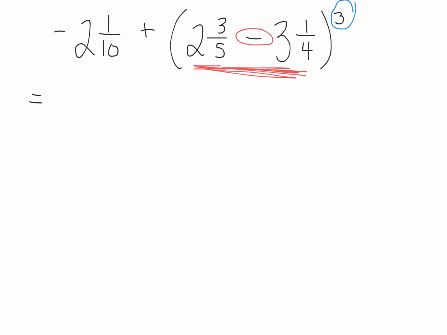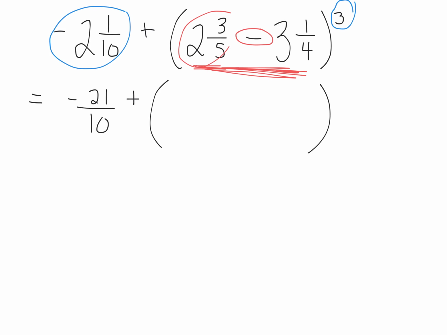But we can turn this into an improper fraction to start, okay? Because when we're dealing with adding and subtracting fractions, one strategy is to use improper fractions, right? So what's negative 2 1/10 as an improper fraction? Negative 21/10. Plus, let's rewrite these as improper fractions, okay? Again, this is just one strategy. 2 3/5 is what as an improper fraction? 13/5.